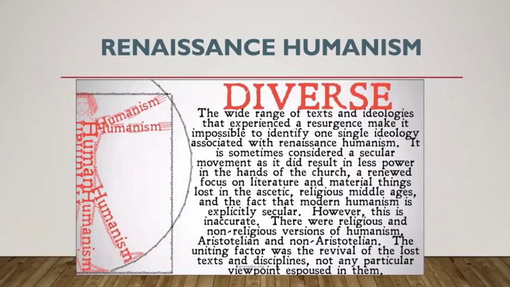The wide range of texts and ideologies that experienced a resurgence make it impossible to identify one single ideology associated with Renaissance humanism. It is sometimes considered a secular movement, as it did result in less power in the hands of the church, a renewed focus on literature and material things lost in the ascetic religious Middle Ages, and the fact that modern humanism is explicitly secular. However, this is broadly inaccurate. There were religious and non-religious versions of humanism, Aristotelian and non-Aristotelian versions of humanism. The uniting factor was the revival of the lost texts and disciplines, not any particular viewpoint espoused by them.